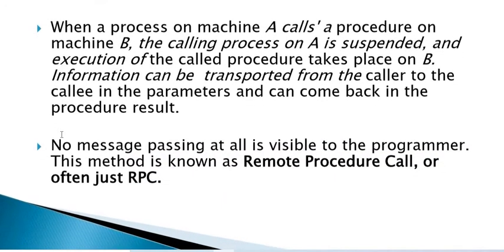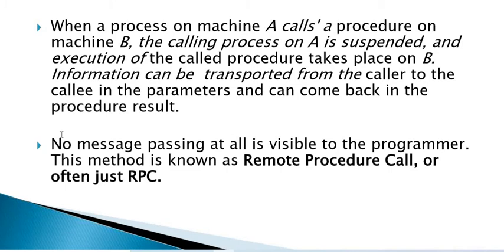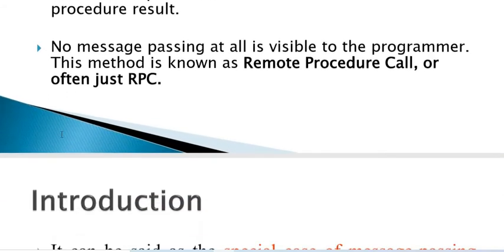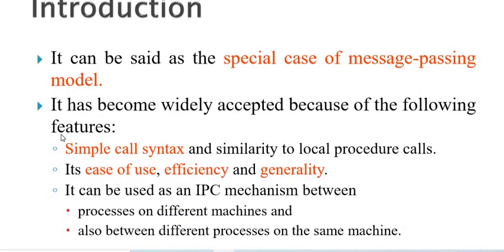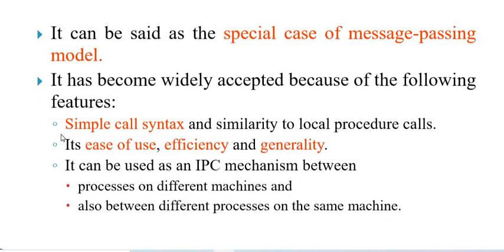Third point. No message passing at all is visible to the programmer. This method is known as remote procedure call, or often just RPC. Go to next slide. It can be said to be a special case of the message passing model. It has become widely accepted because of the following features.